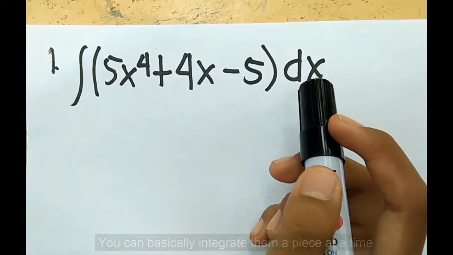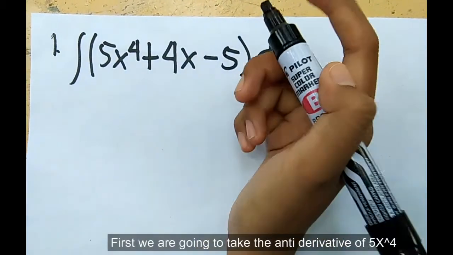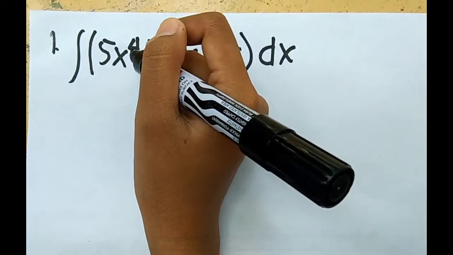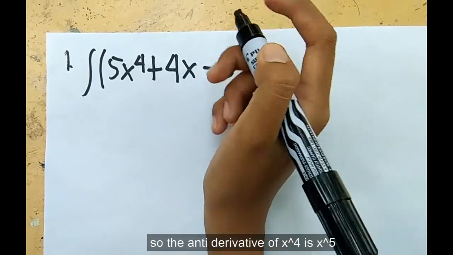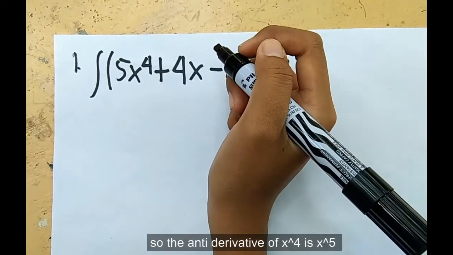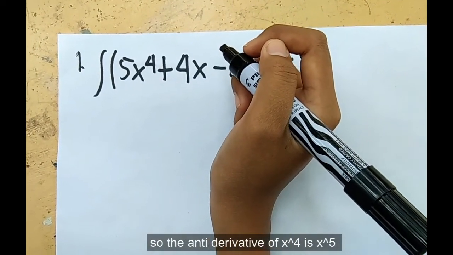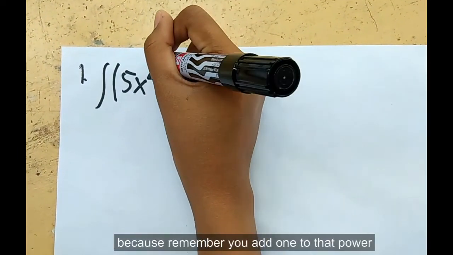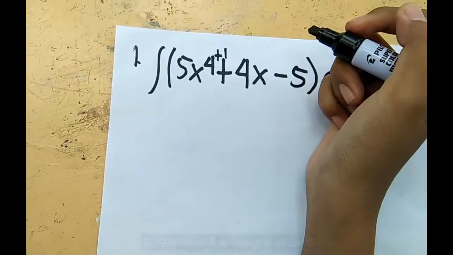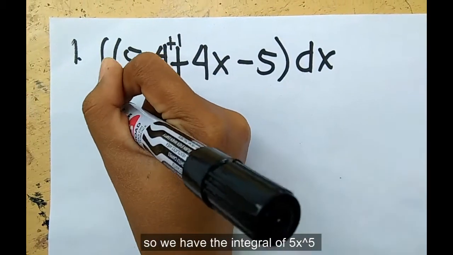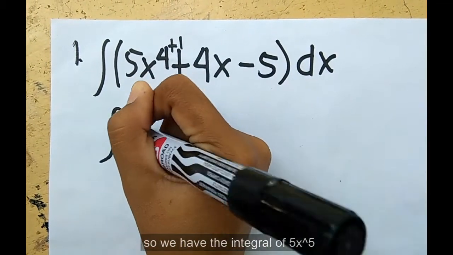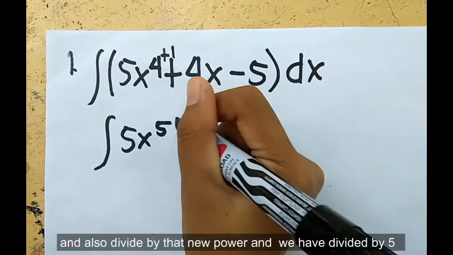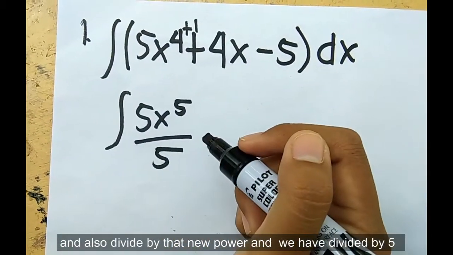First, we are going to take the antiderivative of 5x raised to the 4th power. The antiderivative of x raised to the 4th power is x raised to the 5th power, because remember, you add 1 to that power. So we have 5x raised to the 5th power, and also divide by that new power, so we have divided by 5.